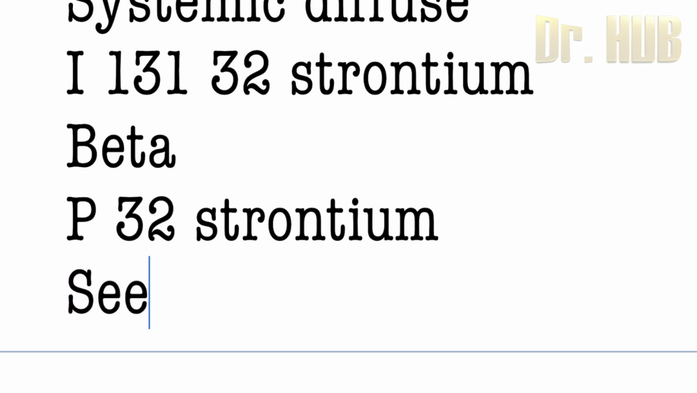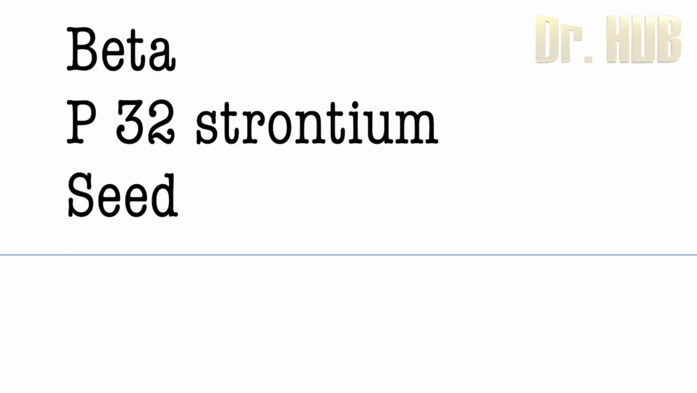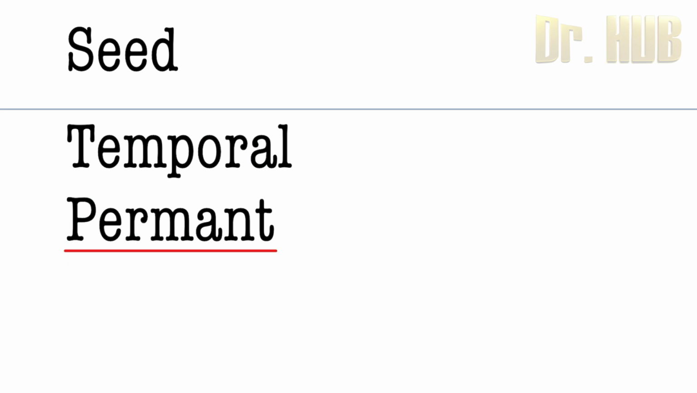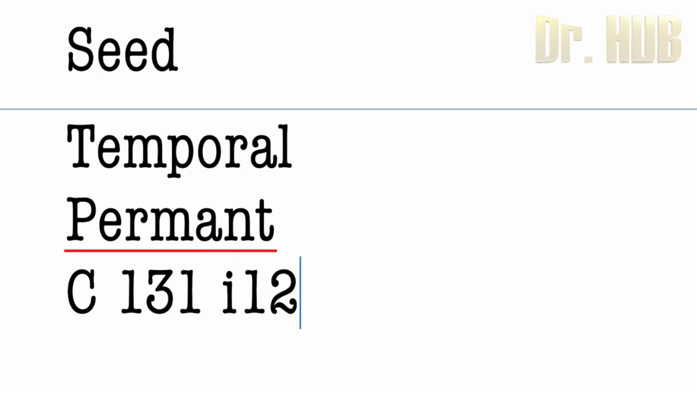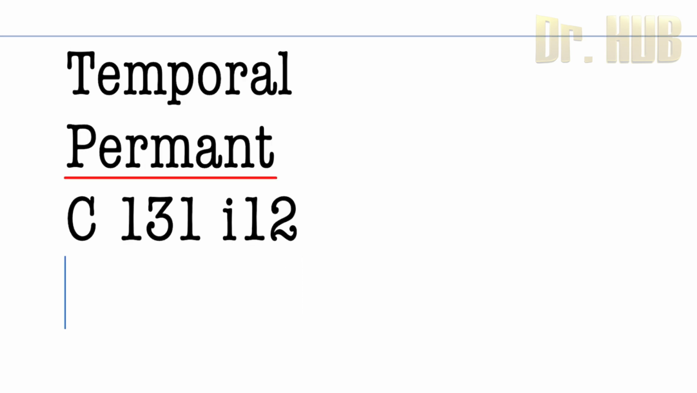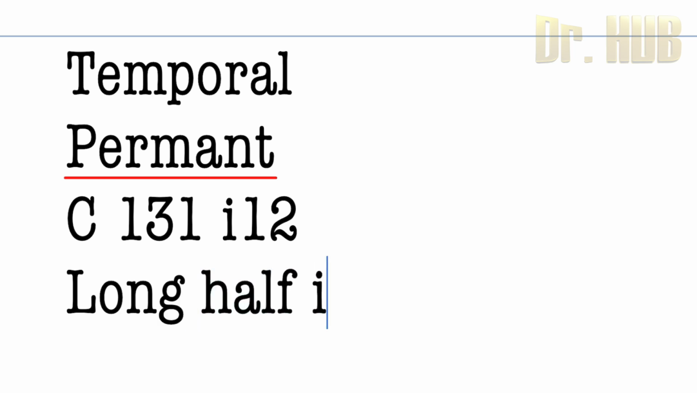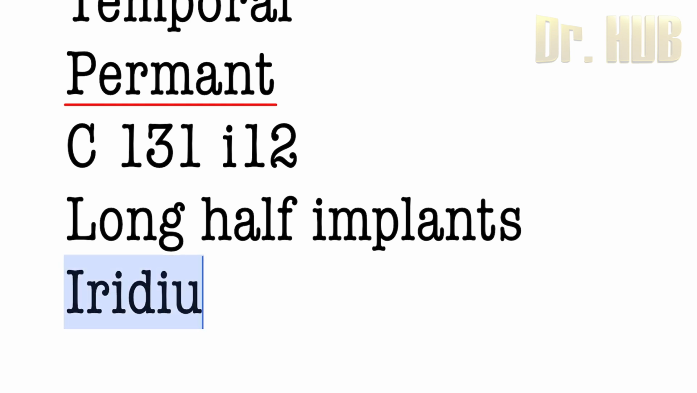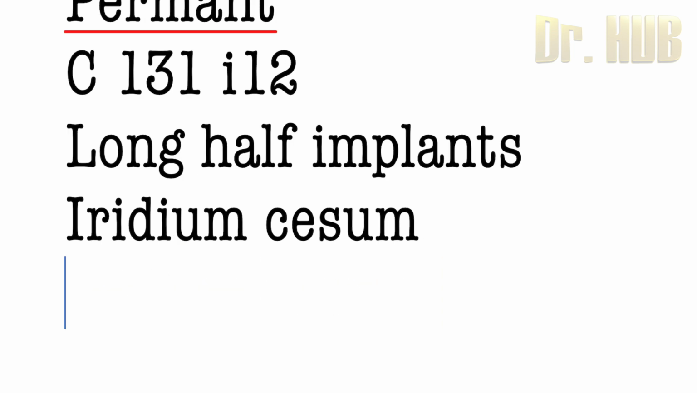The seed brachytherapy is used at an accessible site and the implant may be temporary as well as permanent. The short half-life implants used permanently are cesium 131, iodine 125, as well as radon 222 and palladium. What are the long half-life implants? The long half-life implants used temporarily include iridium as well as cesium 137 and cobalt.